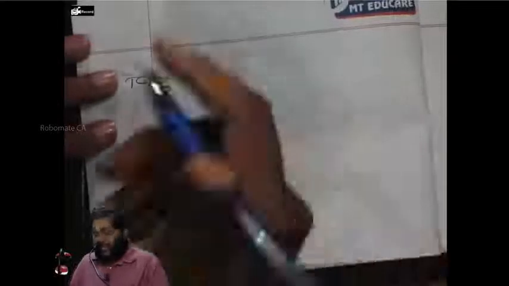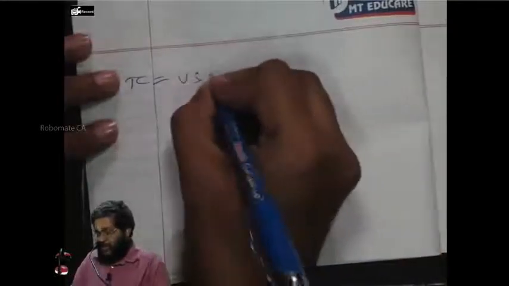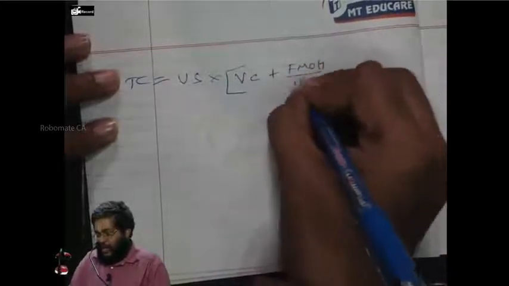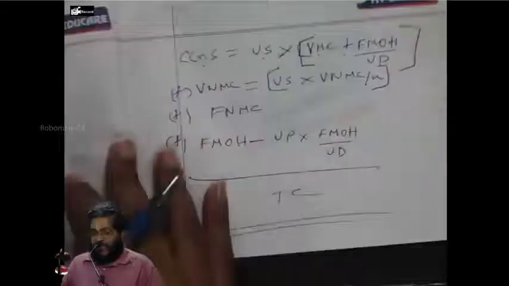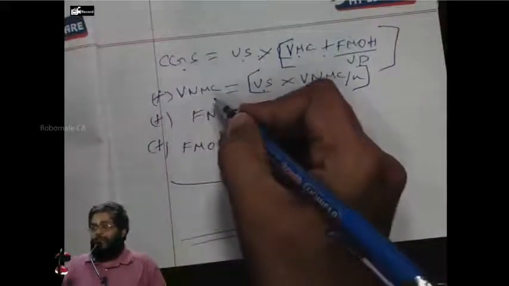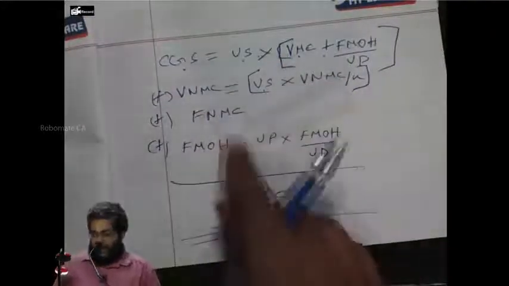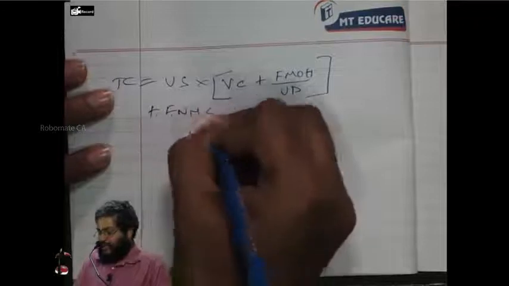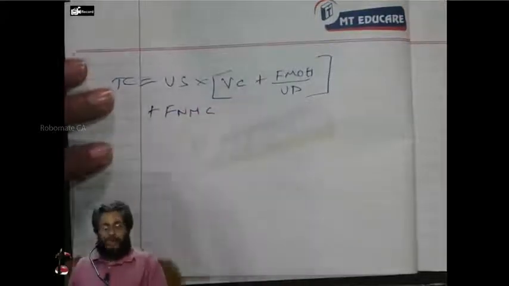Now, I'll just start writing once again. I'll say total cost is equal to, please participate, units sold into, tell me what? VC plus FMOH divided by UD. This has covered cost of goods and then what? Variable non-manufacturing cost. Now, plus what? Fixed non-manufacturing cost. Accept or not?